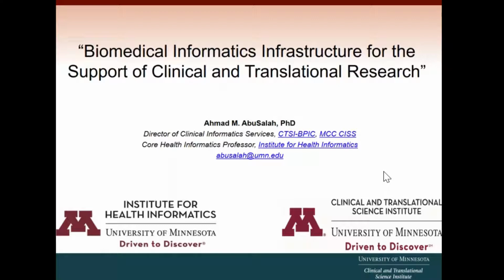So Dr. AbuSalah is an accomplished informaticist. He's a core faculty member at the Institute for Health Informatics here at the University of Minnesota. His principal role, he serves as the Director of Clinical Informatics at the CTSI-BMIP Informatics program, and as well as for the Masonic Cancer Center. In this role, he leads the informatics consultation services, which provide the full suite of informatics consultations to both researchers and PIs. He has master's degrees in computer science from both Purdue University and the University of Illinois, and he completed his PhD in biomedical informatics here at the University of Minnesota.